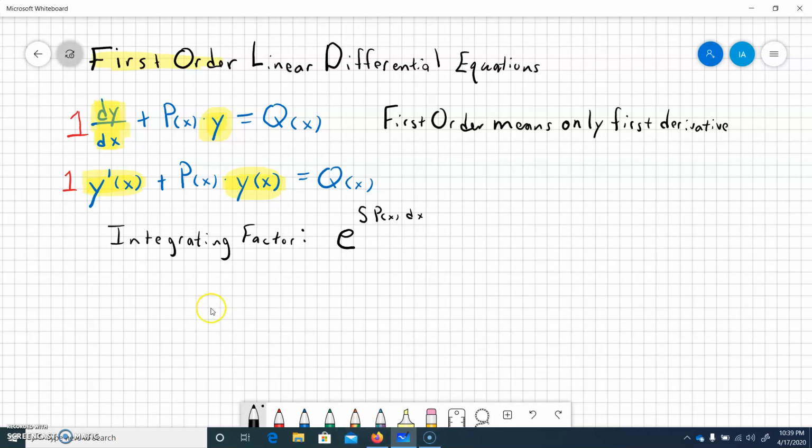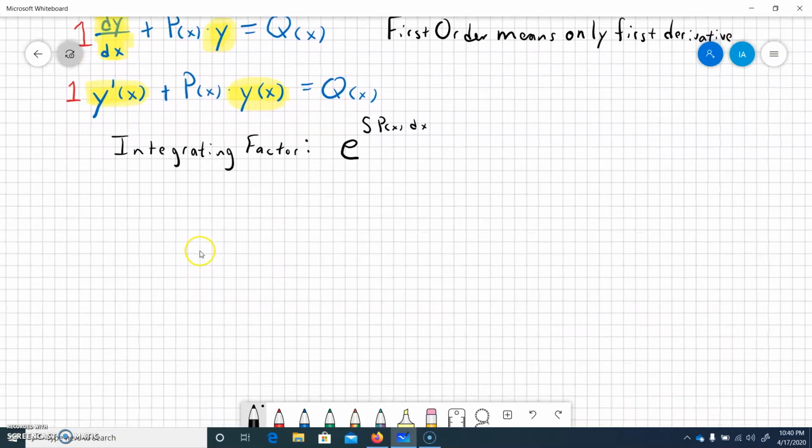So let me pull an example from the book. I'm going to do hopefully something not too difficult. Let's try this one here. So this problem is going to be 1 plus x times y prime, and that'll be plus y equal to square root of x. So this is an example.